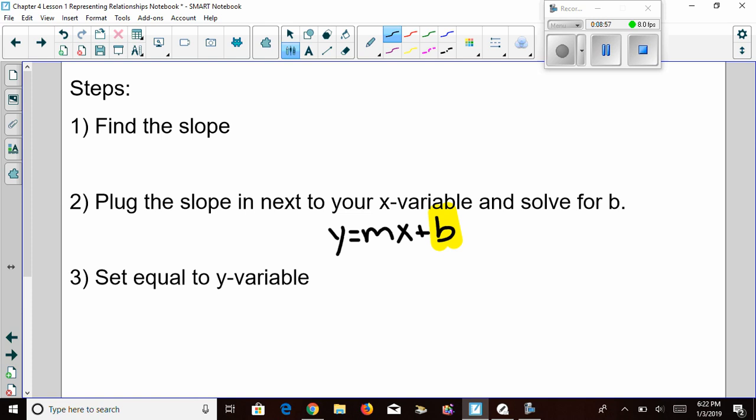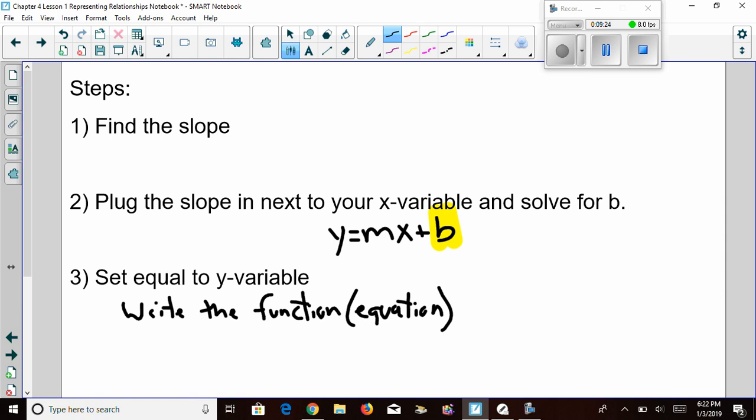And then in the very end, we set equal to the y variable, or a better way maybe to say it would be to write the function or equation, since I know we haven't talked about functions quite yet, with m and b. So we're going to be plugging in the m and the b. Let's take a look at an example with all of that.